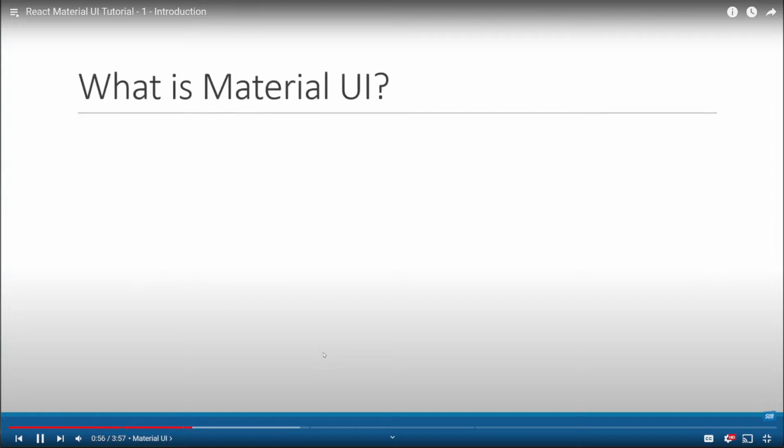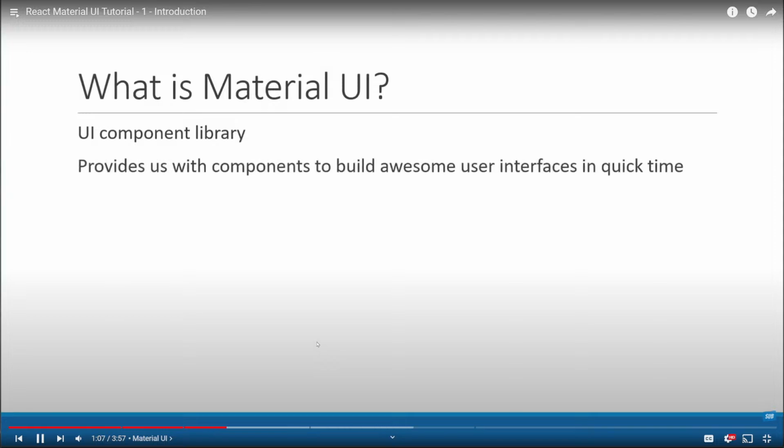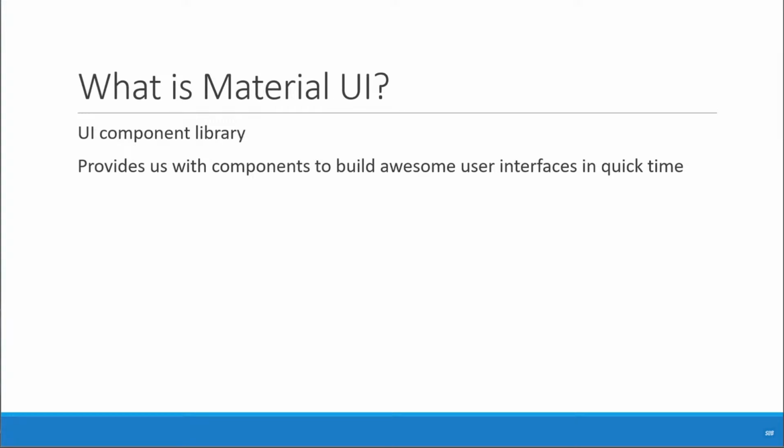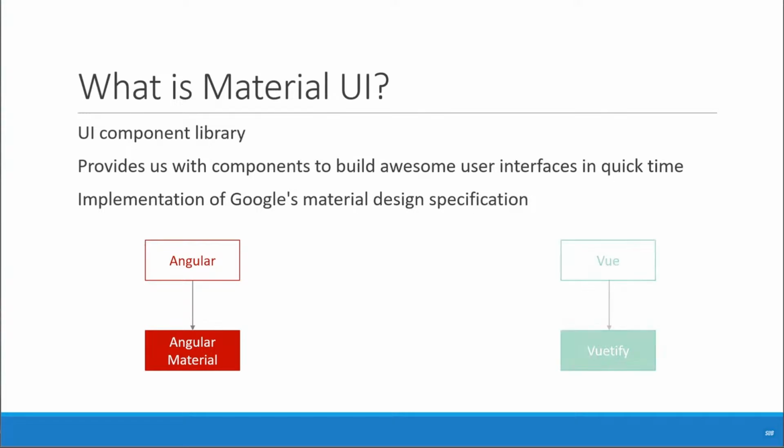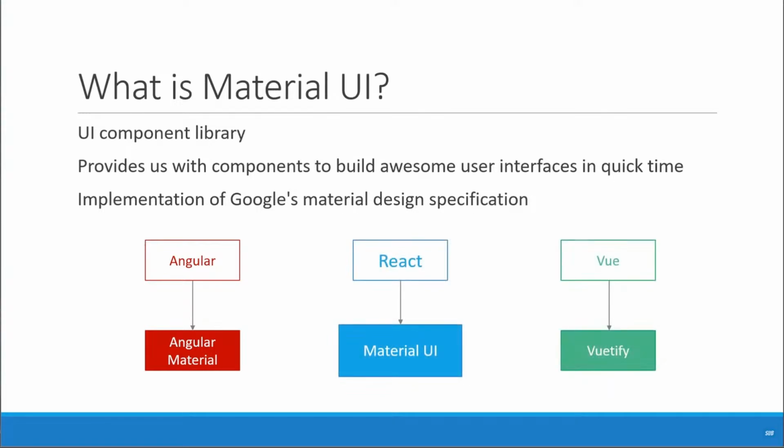What is Material UI? Material UI is a UI component library. What that means is Material UI provides us with components to build awesome user interfaces in quick time. It is also an implementation of Google's Material Design specification. Just like how we have Angular Material for Angular and Vuetify for Vue, we have Material UI for React. The goal here is to learn how to use the library components to build clean and elegant user interfaces.